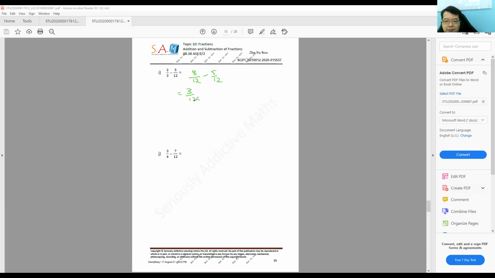Is the answer in its simplest form? No, it's not. You can divide by the same number. So divide by 3, divide by 3. The answer is 1 out of 4. Okay, I'll let you do J on your own. Please press pause now.